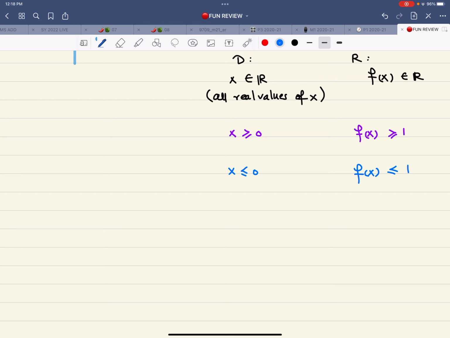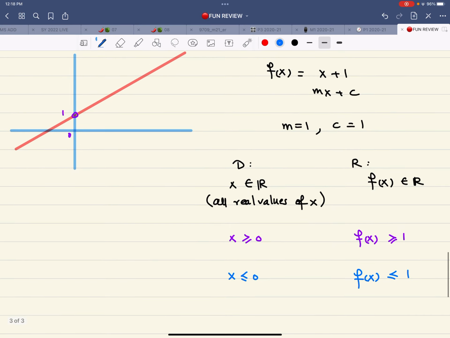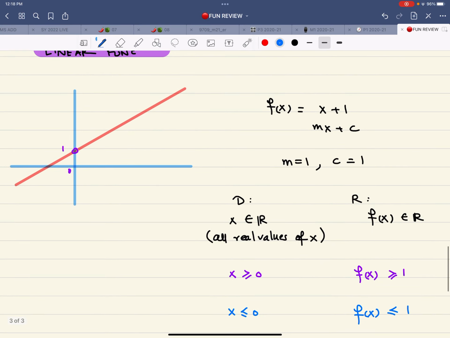Over here, we can think also in terms of proportionality. Directly proportional, x increases, y increases. Directly proportional, x decreases, y decreases. This is direct proportionality because the gradient is positive.